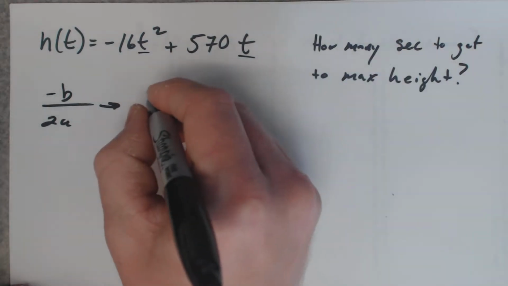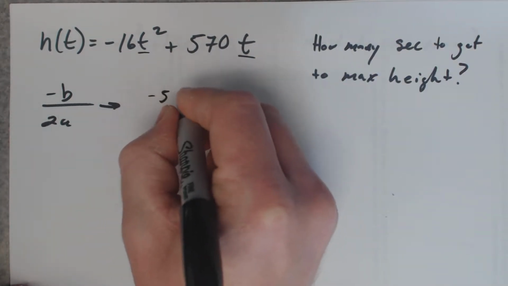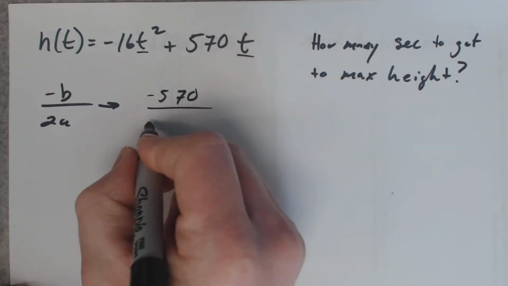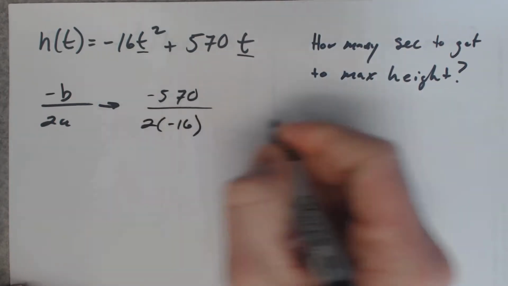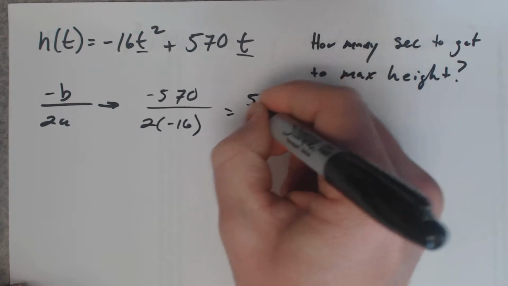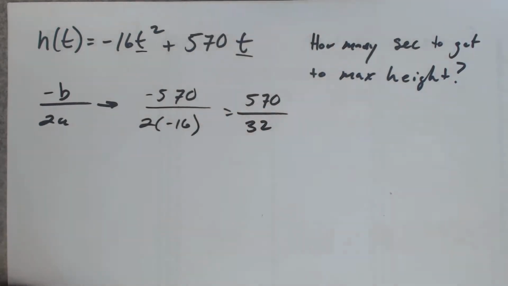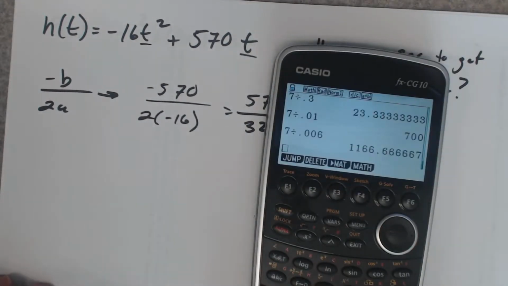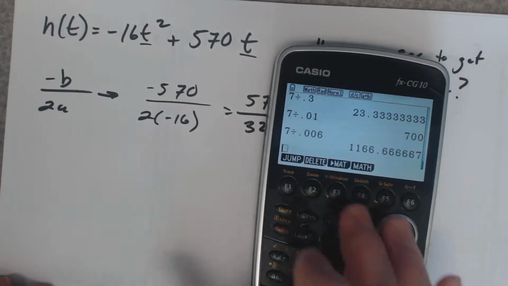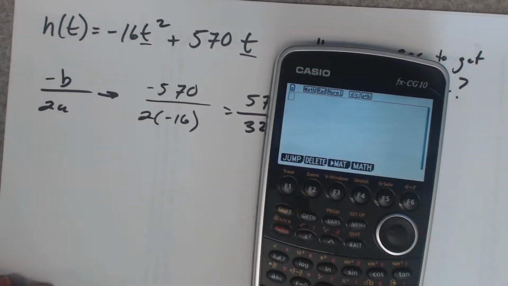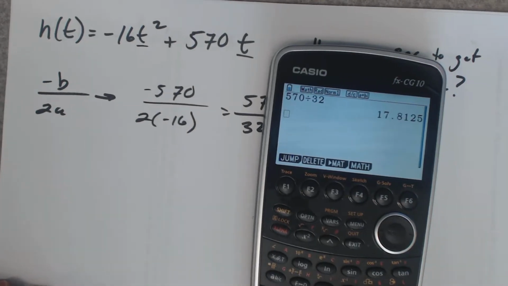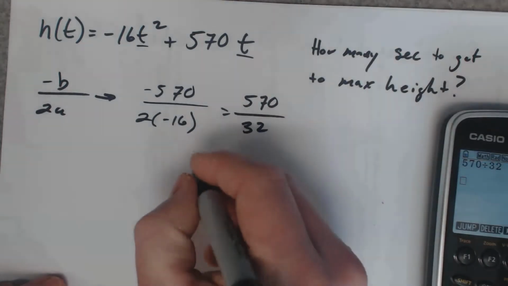So negative b, negative 570. There is no c value here. 2 times a, negative 16. 570 over 32. So let's see what that'll be. 570 divided by 32 is 17.8125. And I guess we could just round that up to 18 seconds.